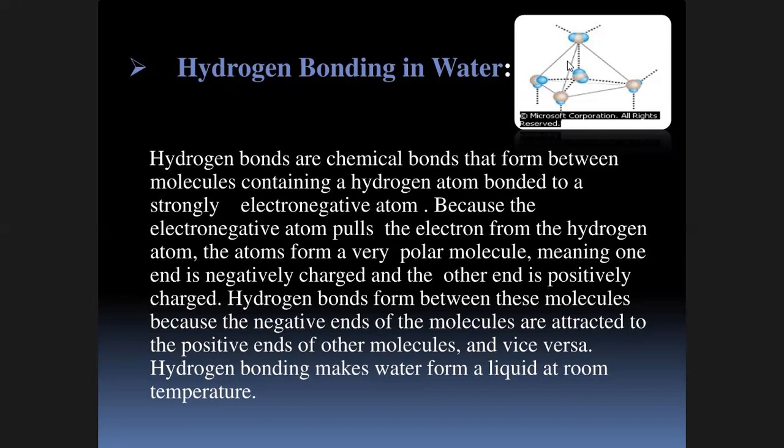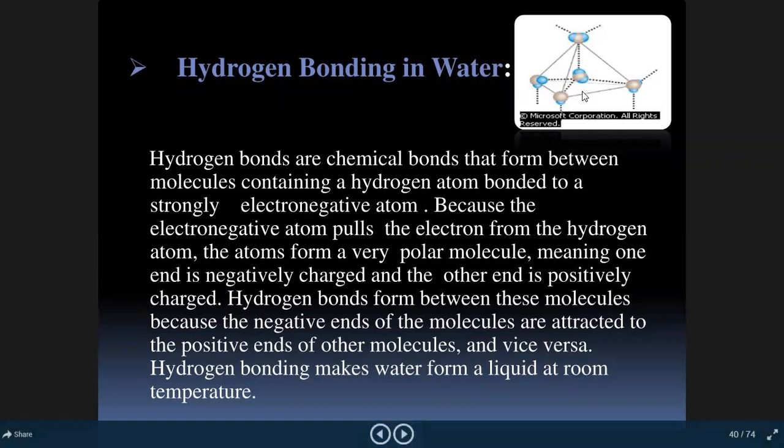Understood? Because of negative-positive attraction, a bond forms between the hydrogen of one molecule and the oxygen of another molecule. Okay, in this way it will become a network of bonds. So this bonding which exists between the positive end of one molecule and the negative end of another molecule will result in the formation of hydrogen bonding.